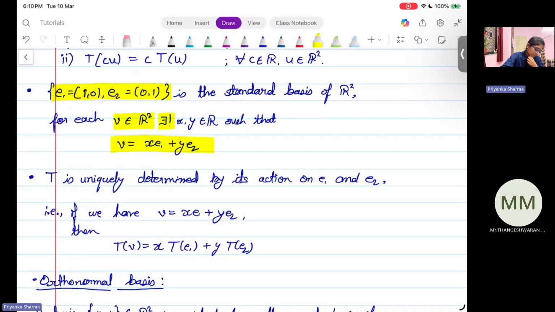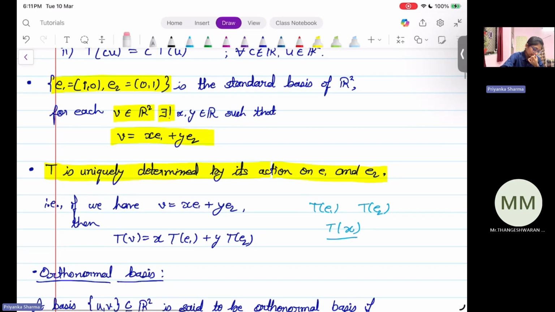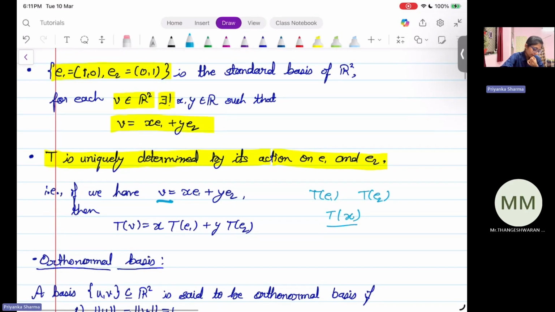This is an important result: a linear map can be uniquely determined by its action on the standard basis elements e1 and e2. That is, if we know the value of T e1 and the value of T e2, then we can get T of x, where x belongs to R square. How do we do that? Suppose we want to find the image of this element v. Then v can be written as x e1 plus y e2, and T v will be x T e1 plus y T e2.